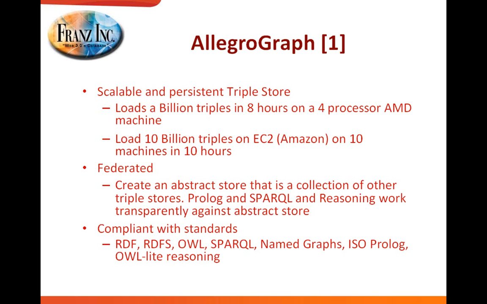So that will be an interesting thing. One of the things that makes AllegroGraph also unique is that we can use federation. So what you can do is you can load on the same machine or different machines, different triple stores all at the same time. And then when you want to start working with queries, we can create an abstract store that is basically nothing but a pointer to the other stores, and then our Prolog and SPARQL and reasoning will all work transparently against the abstract store. So the query engine will know where the triples are. And we made sure they were compliant with all the standards of W3C.